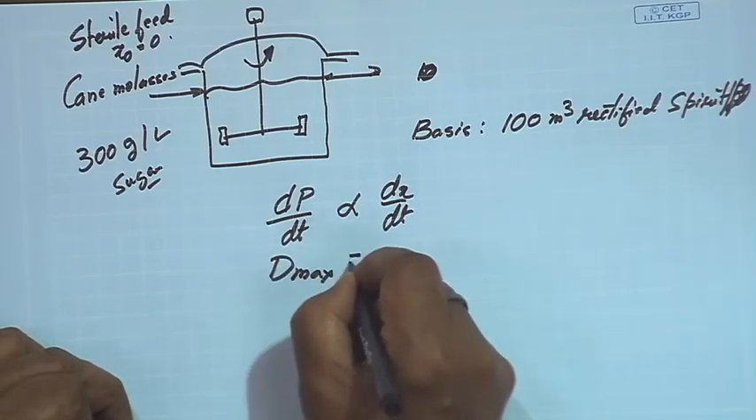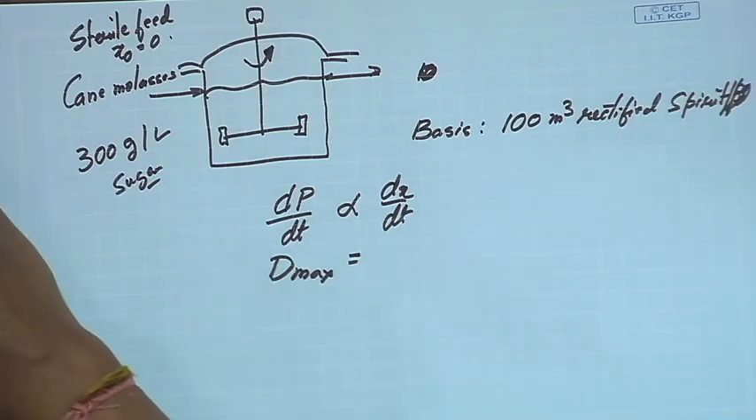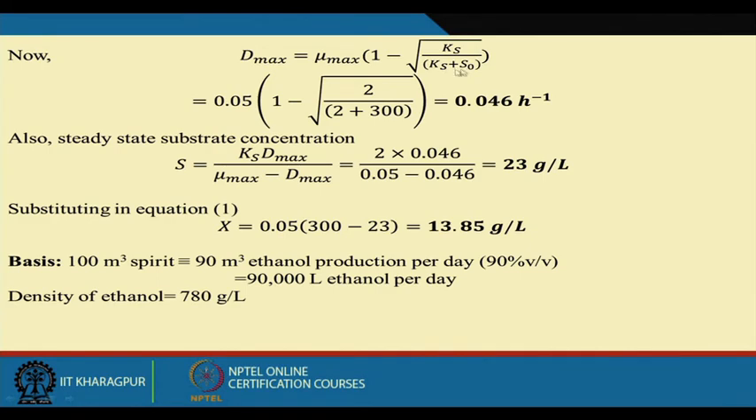The Dmax value is equal to mu max. It is mentioned here: mu max times 1 minus root over Ks by Ks plus S0. Then we have all the values here. So, we can find out the Dmax value is 0.046 per hour.